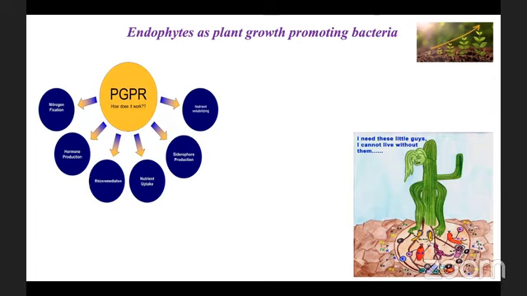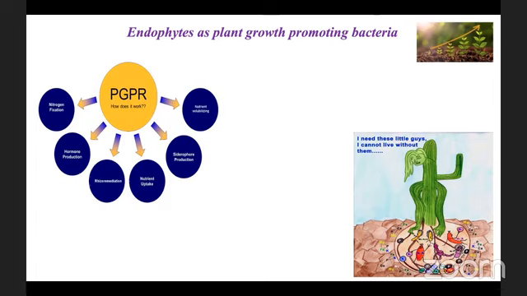Similarly, like nitrogen, some phosphate solubilizing bacteria are also there. They can solubilize the soil phosphate so that the plant can readily take up that phosphate from the soil for its growth. Similarly with potassium.